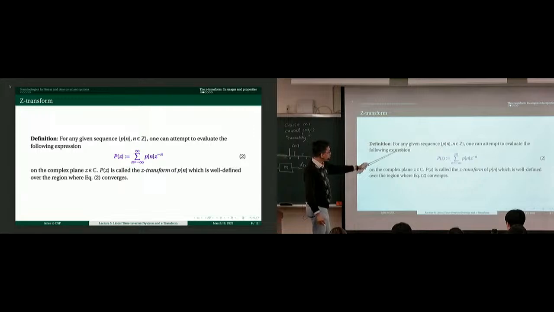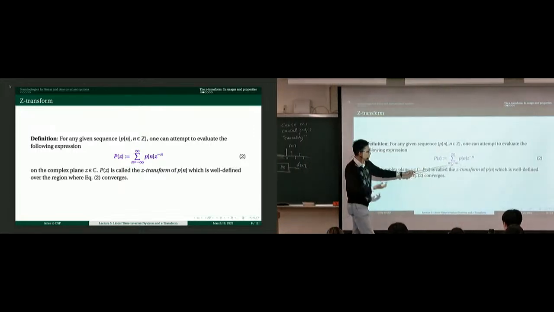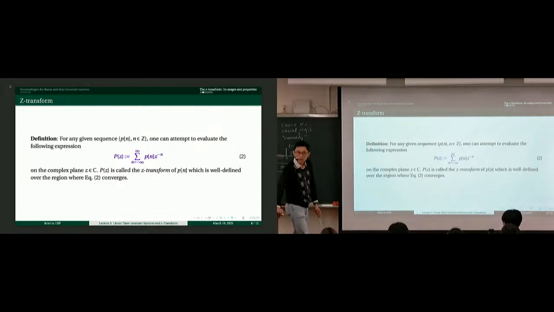I said this is an attempt to evaluate: you can write down the expression, but we can only attempt to evaluate it. That means that sometimes this infinite sum does not converge. It does not always converge. Of course, you can write down the expression, but it depends on a few things. But first things first, that's the expression. You can write it down.